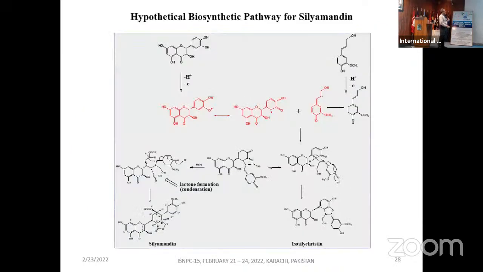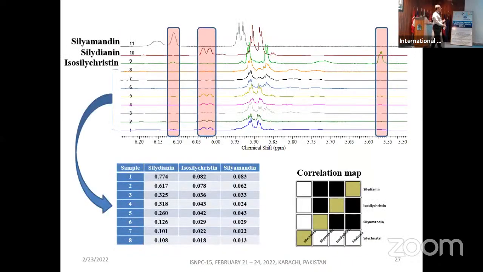And then we tried to make a hypothesis for the biosynthesis of seli-amandine in the same way as other flavonolignans are formed, specifically isosilicrystine, by keto-enol tautomerase, followed by peroxidation, followed by lactone formation to give seli-amandine. We propose here seli-amandine as a natural component inside silymarin, not a decomposition product as this paper was saying.